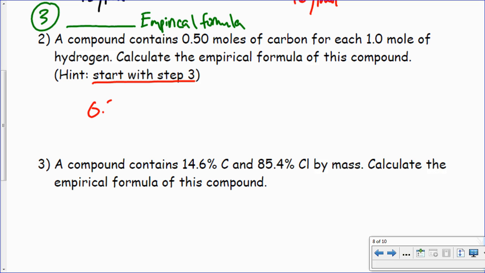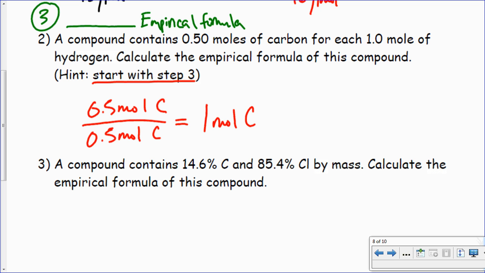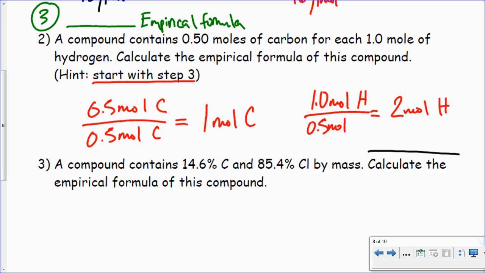So 0.5 mole carbon, and divide that by 0.5 because we're dividing by the smallest number, equals, well, that's 1 mole carbon. And for the other one, 1.0 mole hydrogen, we're going to divide that by 0.5 mole. Well, that's 2. So the ratio there, and again, I want to see the formula when you're done, is a 1-to-2 ratio. So what formula would that be?